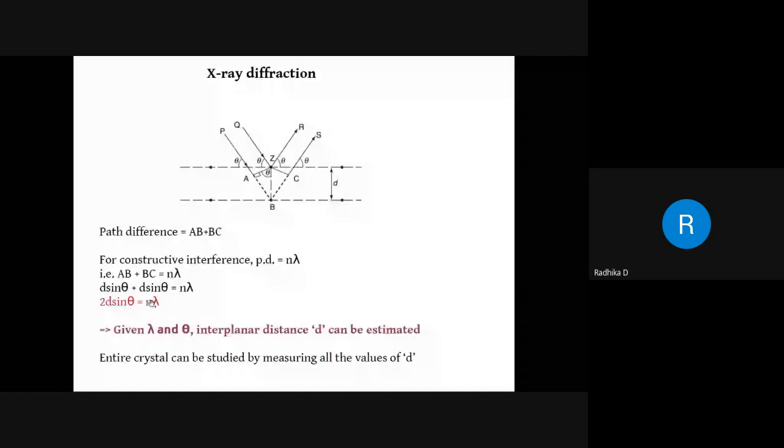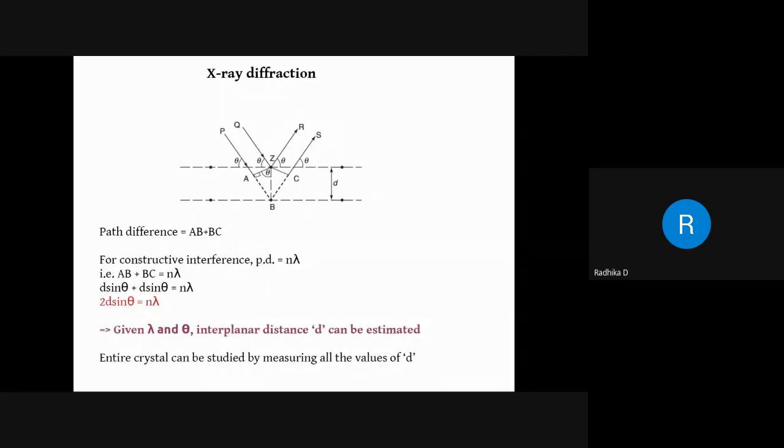Now, that means if I know any two of these parameters, I can get the other parameter. That means if I know the wavelength of the incident X-ray, and I can find out the value of theta, the glancing angle, then I can find the interplanar distance. So I can understand the property of the crystal if I know the interplanar distance. Interplanar distance is a very important factor. We have learned that in the previous classes.